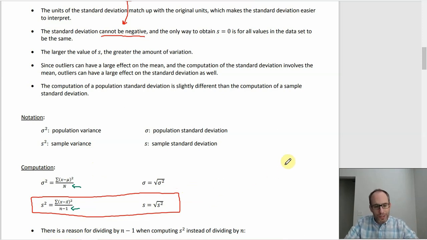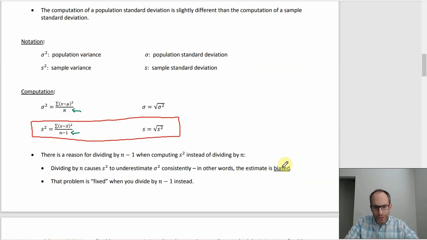So what is this business with the n minus 1 and the n? Well, the capital N is supposed to be population size and the little n is sample size. But why do you divide by n minus 1? It's because if you divide by n, s squared underestimates sigma squared consistently, right? So you want your sample variance to be a good estimate of your population variance, just like you would want your sample mean to be a good estimate of your population mean, or a sample proportion to be a good estimate of a population proportion, if you have categorical data.